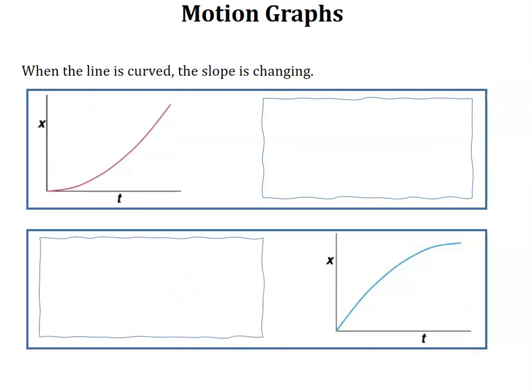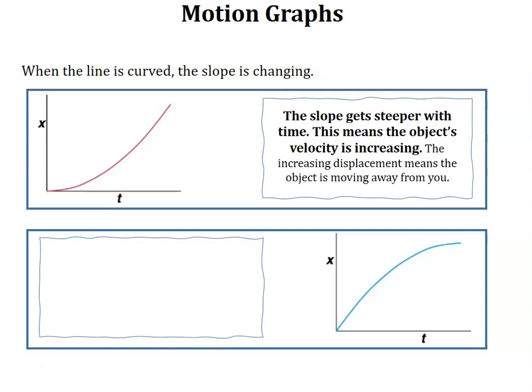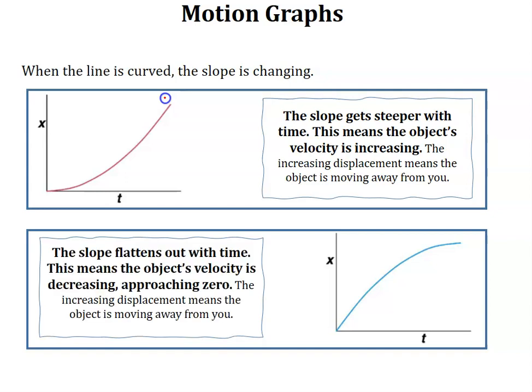because there is a negative slope. But when a line is curved, we are dealing with changing slopes. So in the first example, our slope is going to get steeper over time. It starts shallow or relatively flat, and the slope is going to get steeper. That means the slope or velocity is increasing. Now, because the displacement is increasing away from you, that also means it is positive. That is a positive velocity.